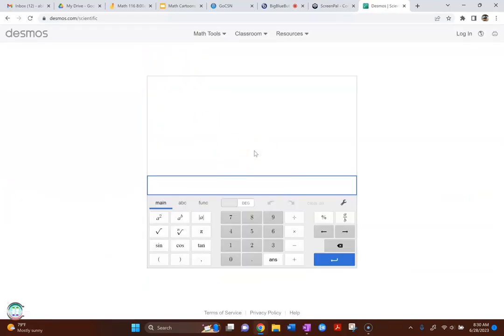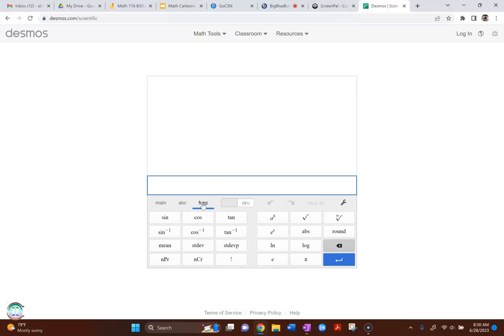And let's punch in log. So I go to my functions right here. Click on the functions. And you see the log right there. Again, that log is base 10. So I punch in 0.0327. Parentheses. So you get negative 1.48545247.